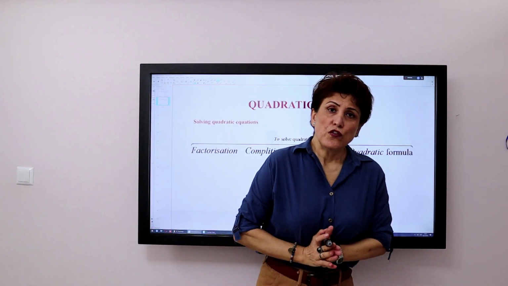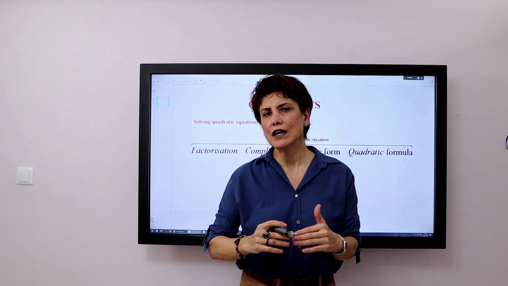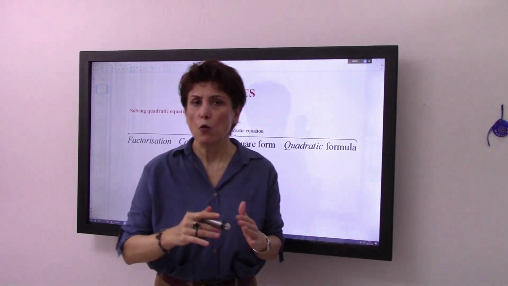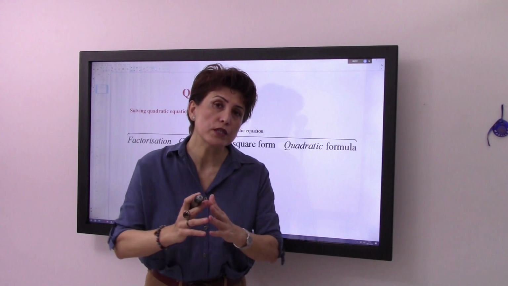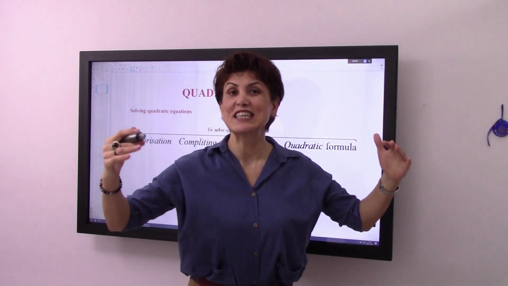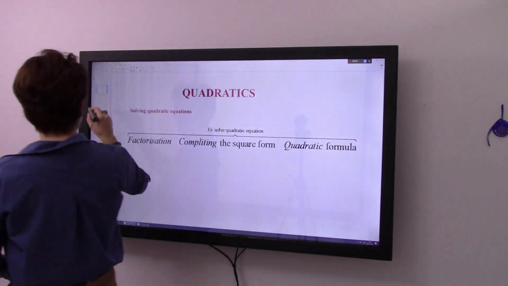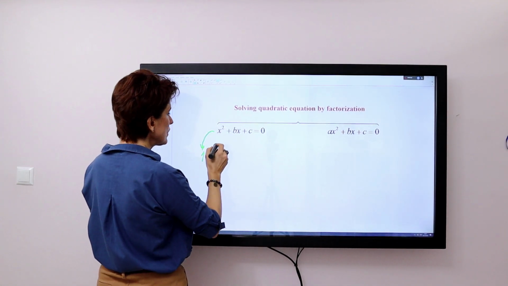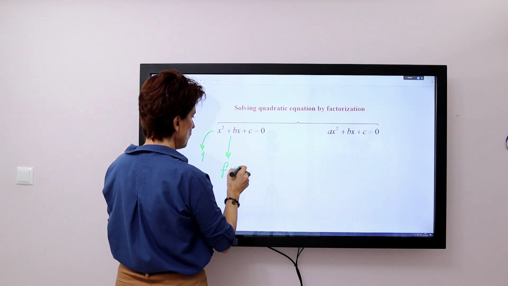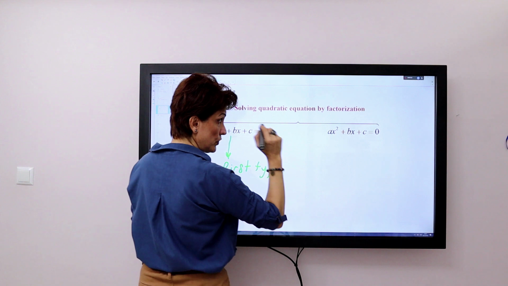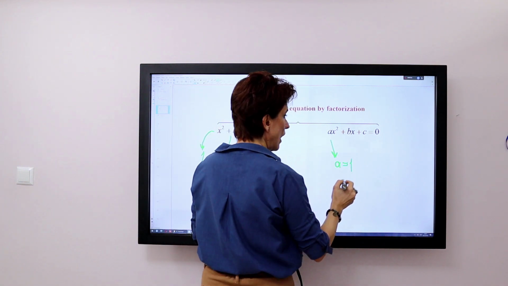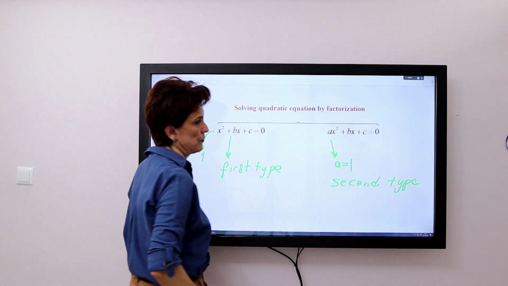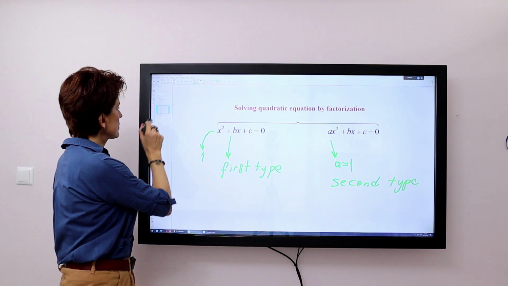Okay? To factorize quadratic equations, I divide them into two different types according to the coefficient of x squared. Why did I do this? Because we are going to use a different approach to solve these two types. Have a look. If the coefficient of x squared is 1 like this, I call this first type. If the coefficient of x squared is different from 1, I call this second type.